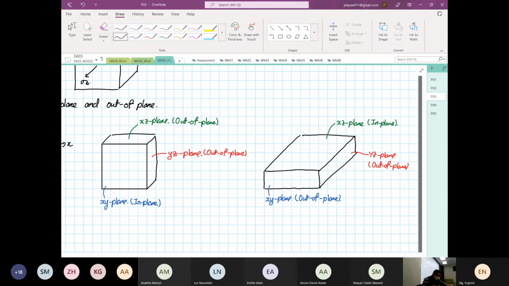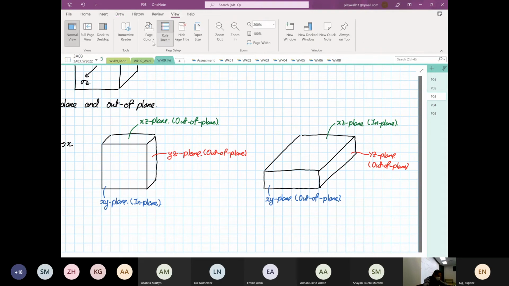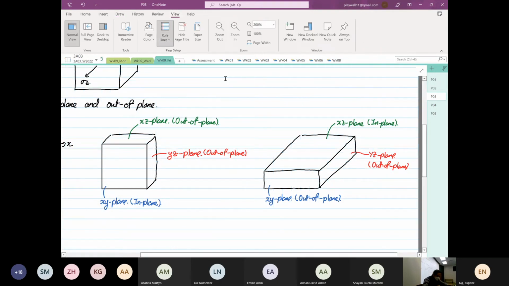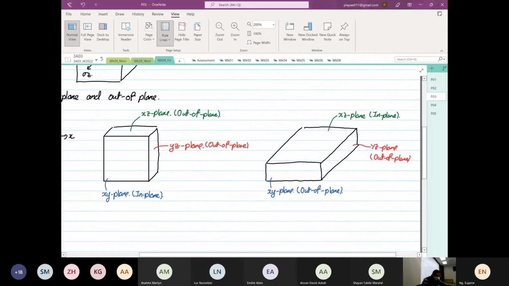So can someone please tell me when is it out of plane or when is it in plane? Anyone, please. You don't get this from textbook. I was trying to find out what is in plane, what is out of plane. So can anyone tell me what is the rule, whether it is in plane or out of plane? Anyone? Yes. So the bigger surface area, right?